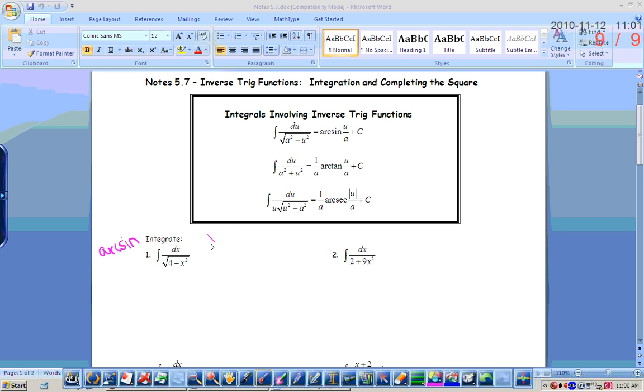All right, so I'm going to let u, what would u be? It would just be x, right, because the formula for arc sine is the integral of du over the square root of a squared minus u squared. So basically whatever your variable is that's squared, that's your u. Actually u is not even x squared. U is just plain old x, because in the formula it's u squared. Does that make sense? So what's du? Yeah, dx.